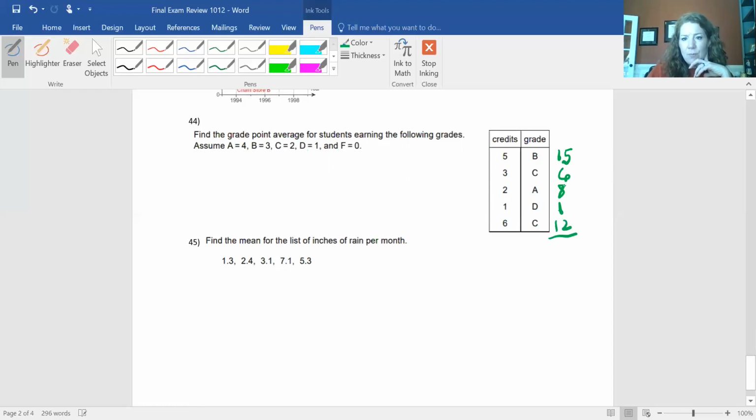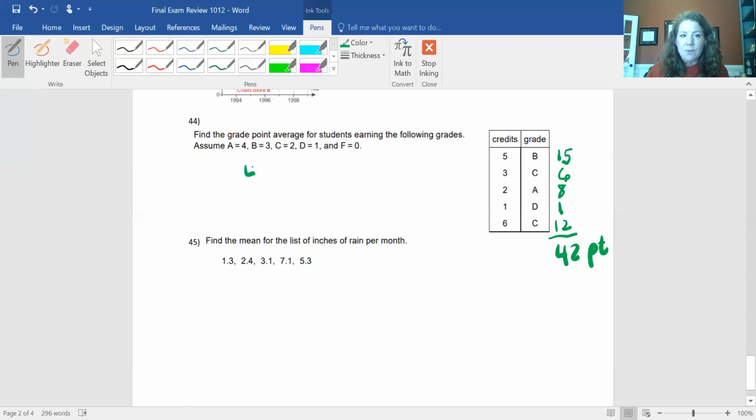So this is our total points, but then we have to divide them by the total number of credits. So we're going to add 15 plus 6. So let me just do that in my calculator so I won't make a mistake. 15 plus 6 plus 8 plus 13. 12 plus 1 is 13. So 42 points divided by our credit hours. So 5 plus 3 is 8, 9, 10, 11, 12, 13, 14, 15, 16, 17.